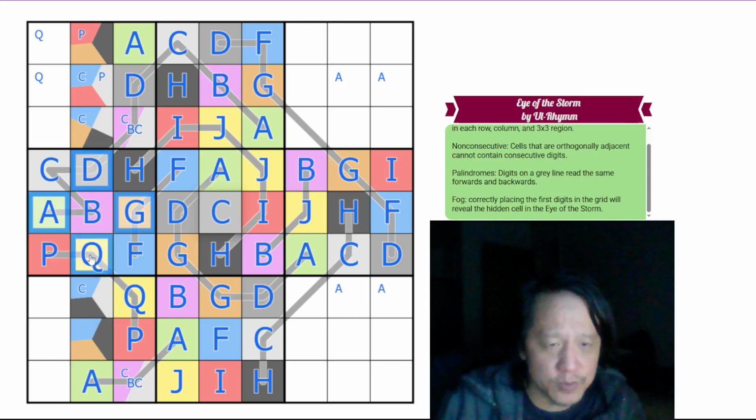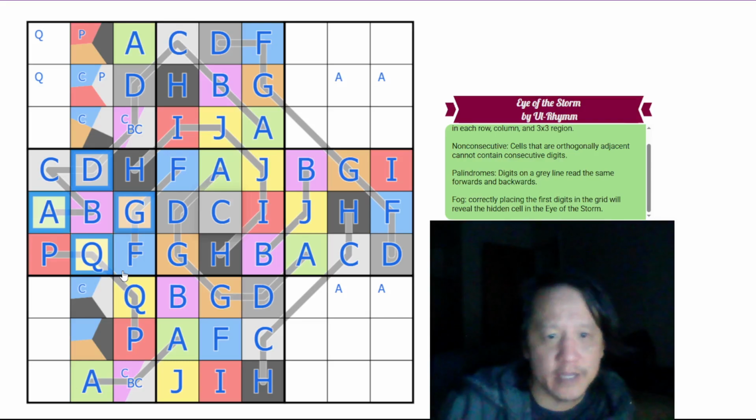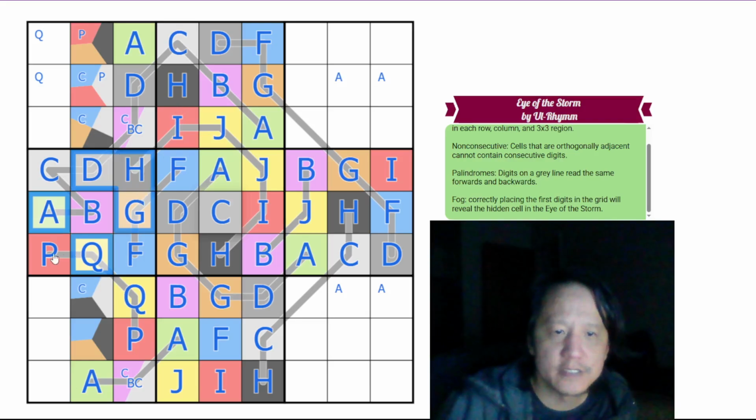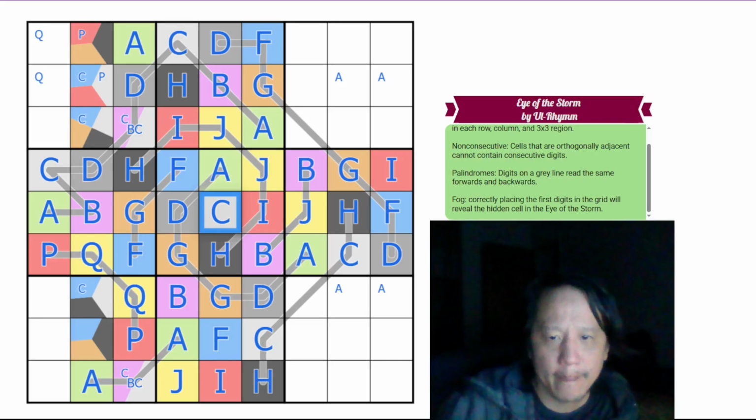B would have to be 2 or 8. B is next to A, D, G, and Q. It's next to H. It's next to I. So it would not be next to C. C is next to 3 and 7. So then C is next to A and D. It's not next to B. It's next to H.